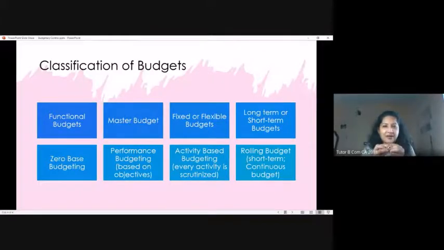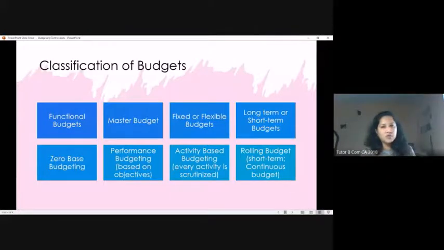Every single activity of the firm is scrutinized to ensure that it is aligned with the objectives. So our budget, our plan, will be in such a way that every activity, big or small, will be planned very correctly to achieve our objectives. When we plan like that in a micro perspective, we call such type of budgeting activity-based budgeting.